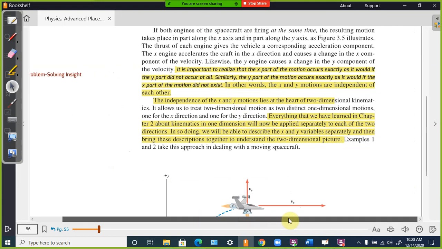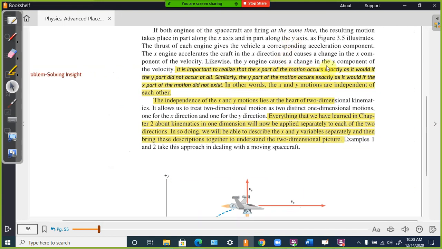So right here they say it is important to realize that the x part of the motion occurs exactly as it would if the y part did not occur at all. Similarly, the y part of the motion occurs exactly as it would if the x part of the motion did not exist. In other words, the x and the y motions are independent of each other. Again, let me stress that. The x's and the y's occur completely independently. So x would still do whatever even if y wasn't there, and y would still do whatever even if x wasn't there, okay? So they're completely independent of each other.